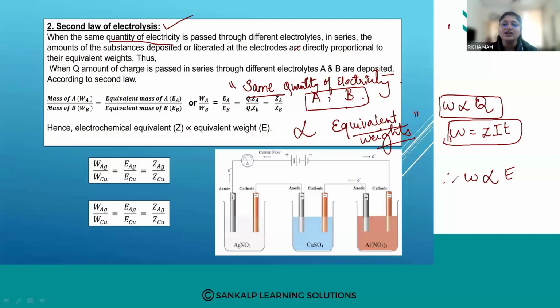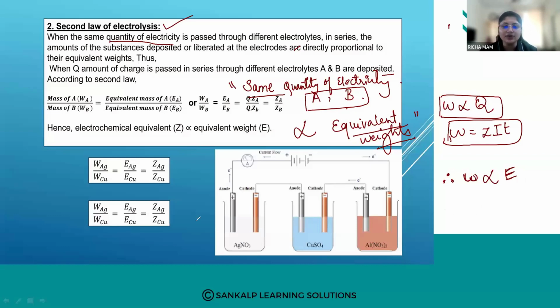So what it states is that the same amount of electricity which you have taken, you have passed through two different electrolytic solutions. Whatever the amount of substance liberated or deposited at the electrode will be directly proportional to the equivalent weights of the electrolytes. So we have considered that the amount of substance is directly proportional to equivalent weight.